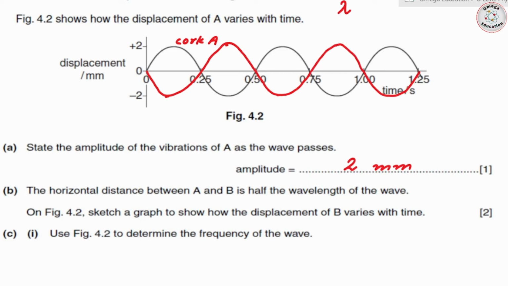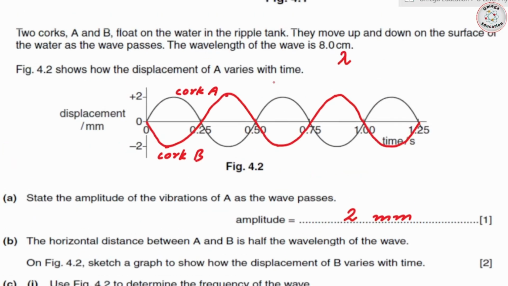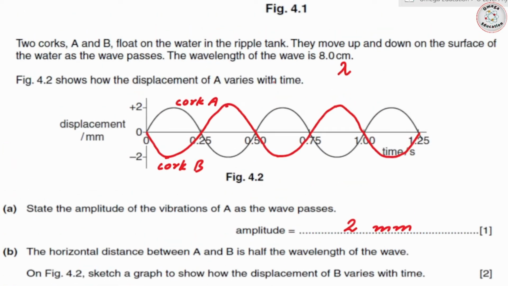All right, and the red one is representing the wavelength, the displacement time graph for the cork B. And why is it exactly the opposite? Because the distance was half of the wavelength.